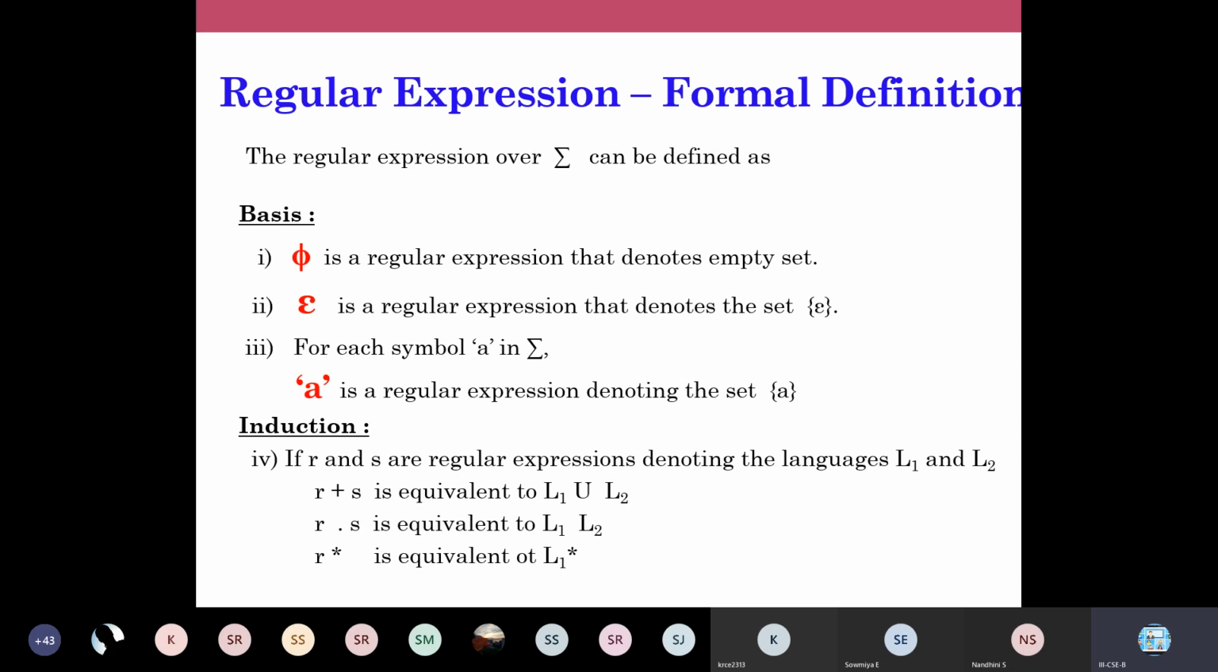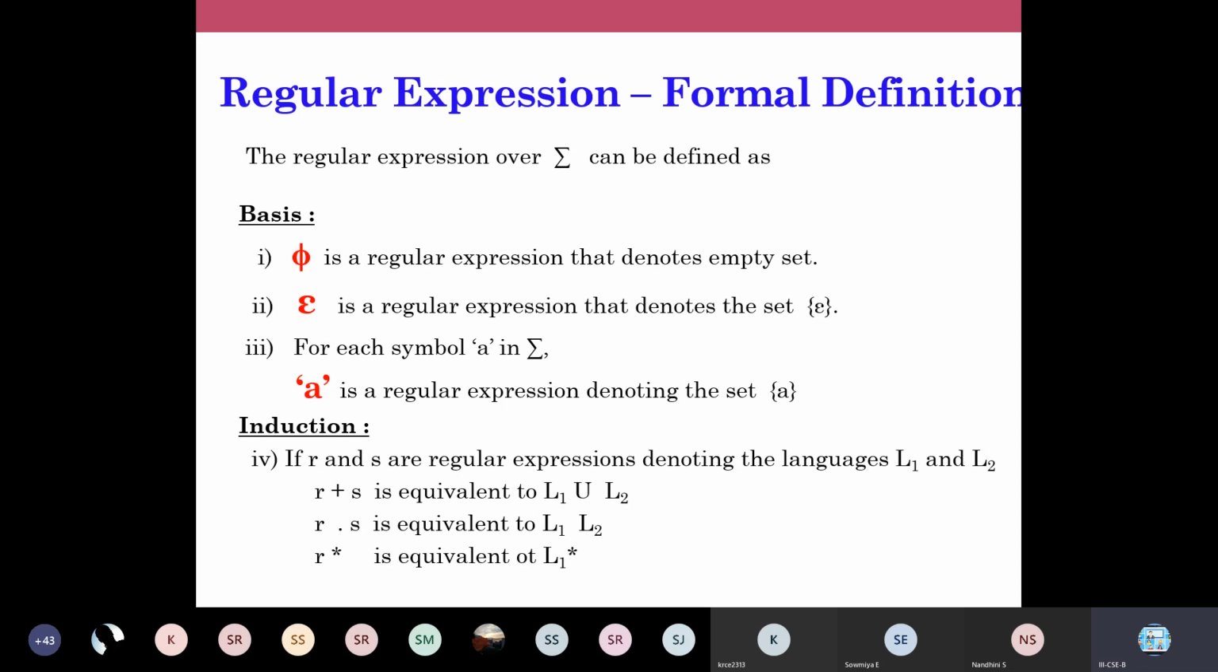In the basis step, we define the regular expression for the empty set, that is the null set, then epsilon, and then a. And then in the induction step, you take the union, concatenation, and closure. Star is defined as closure, the closure of the languages, and we have to write the regular expression. These steps define the concept of a regular expression, that is, what a regular expression is and how it would look. We'll see more problems and examples today.